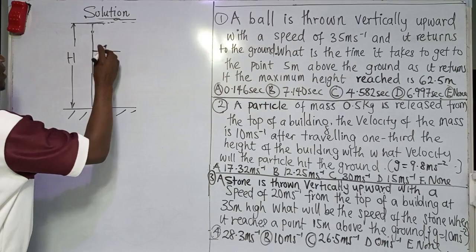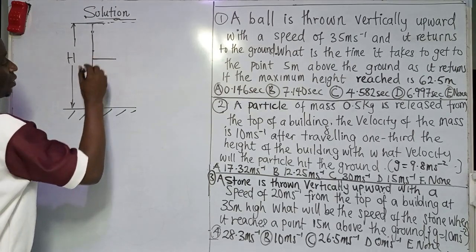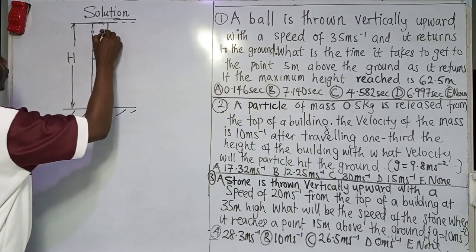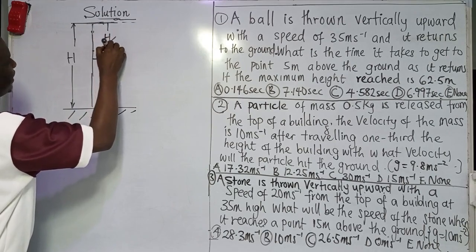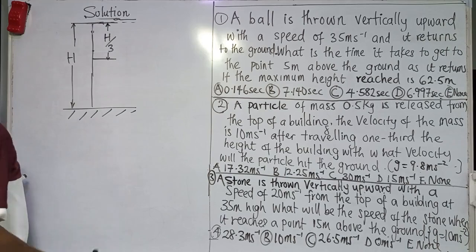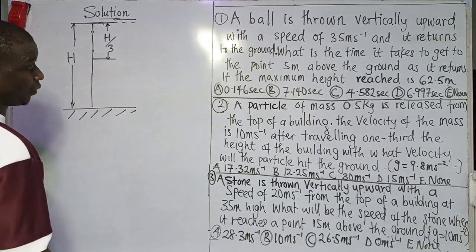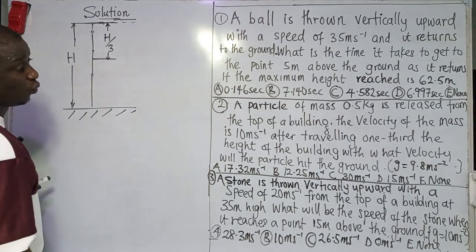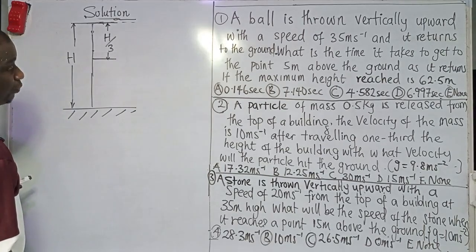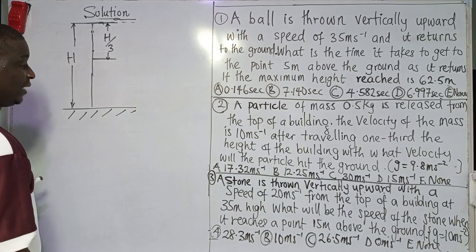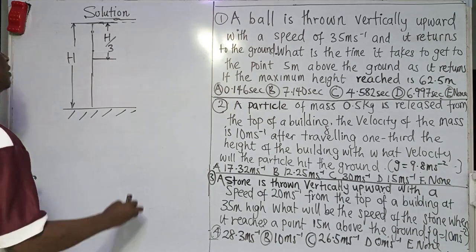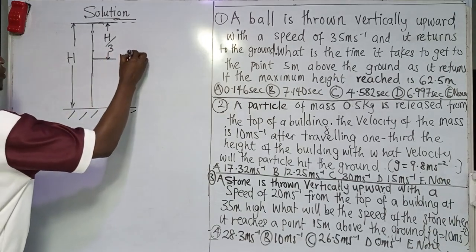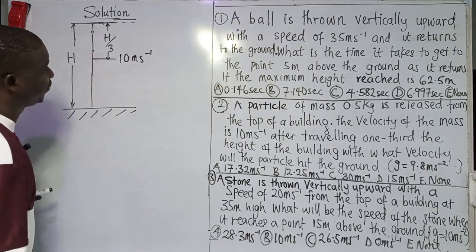Now, after it has traveled 1/3 of the height of the building, from here to this place, h/3 from that point, after it has traveled 1/3 the height of the building, with what velocity will the particle hit the ground? Now, we need to calculate, that means after it has traveled 1/3, the velocity is 10.